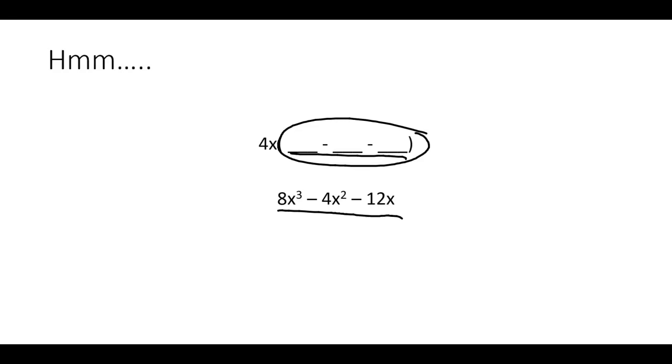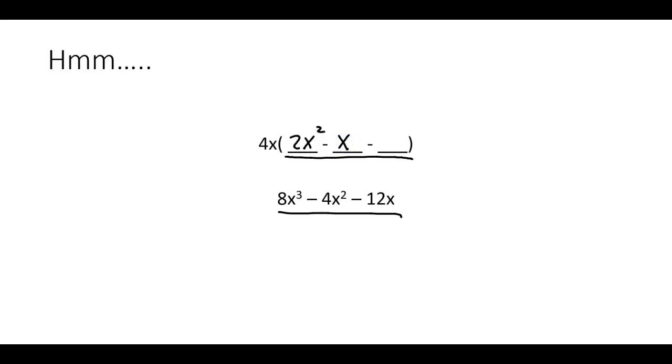So, Armani, we were wondering what would go here if we wanted to get this as a result, basically. So, what did you get? 2x squared. X. And 3, negative 3. Okay, good.